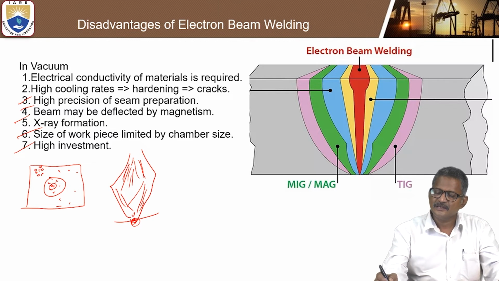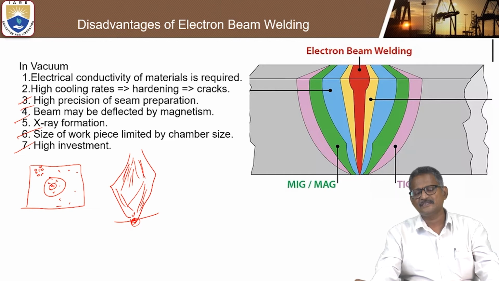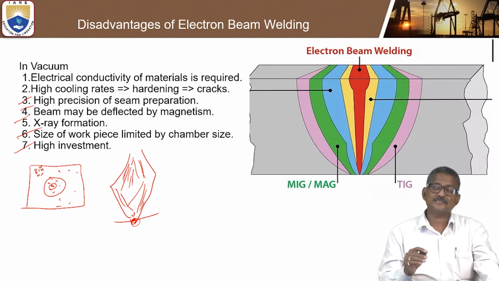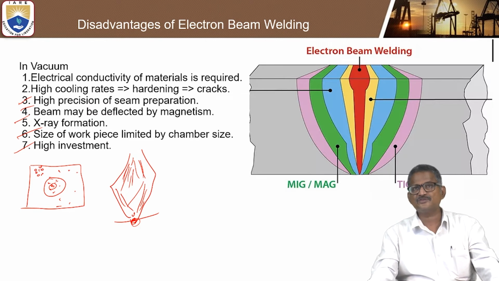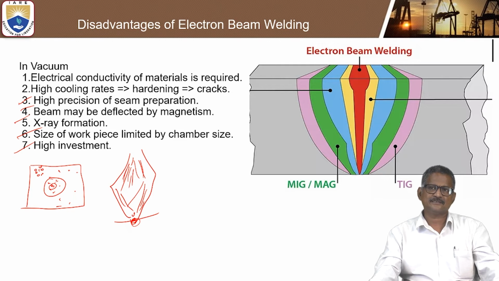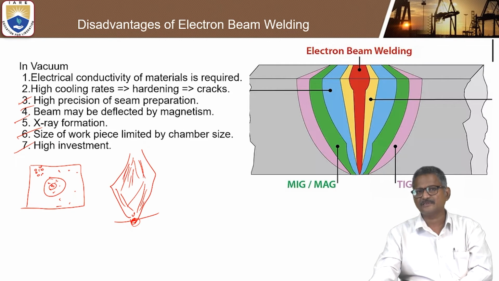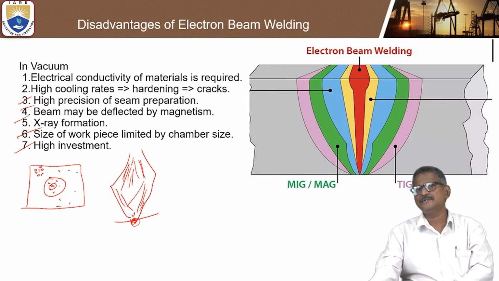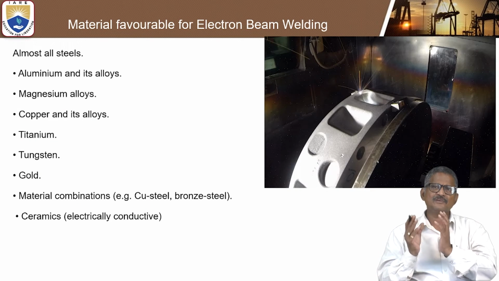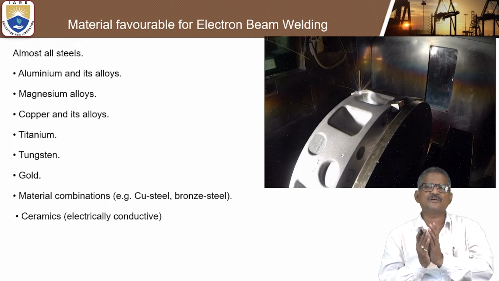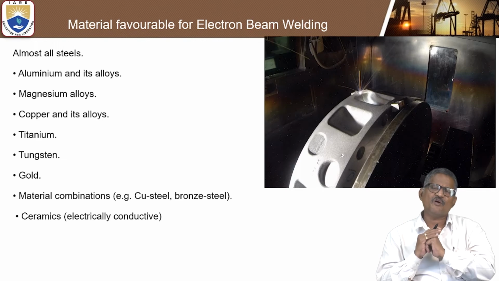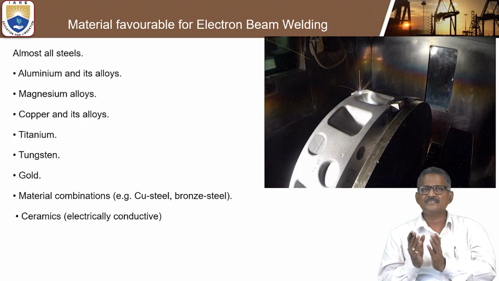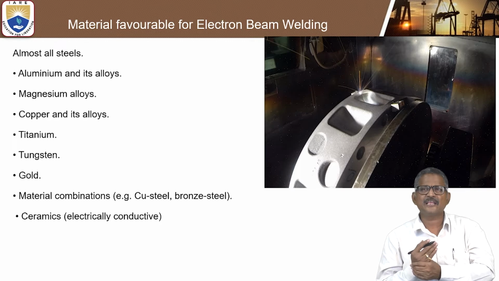Okay, that is why this is a very good quality joint, and we should be able to take care of how we perform this. Some experienced welder, some expertise, can also be used to perform better in this electron beam welding process. At the same time, in this EBM, what are the materials favorable for the electron beam welding process? Almost all steels, that is ferrous metals, can be widely used in electron beam welding.